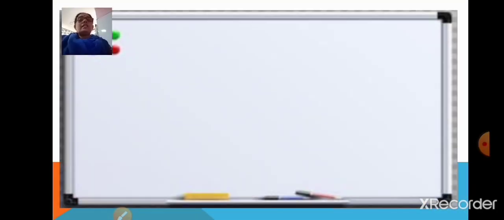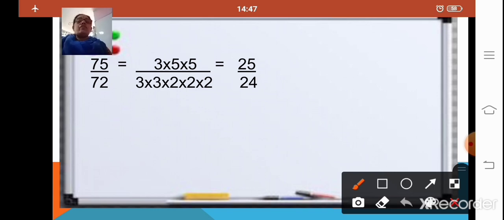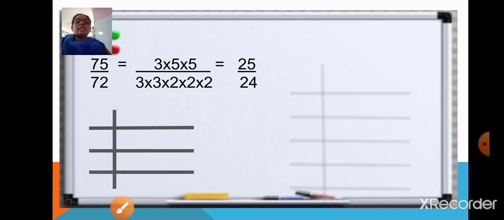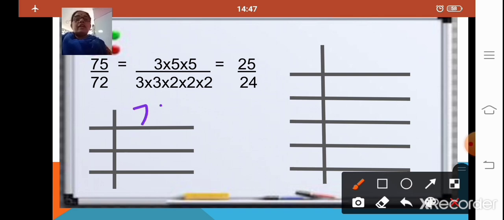Okay. Now let us see how to reduce to the lowest term. Now here 75 upon 72. We have to find the prime factors. I have already written here. So let us see how to find the prime factors first of 75 and 72. Now 75, if I write here, this is divisible by 5. 5 1s are 5, 2 carry over. 5 5s are 25. 5 3s are 15 and 3 1s are 3.